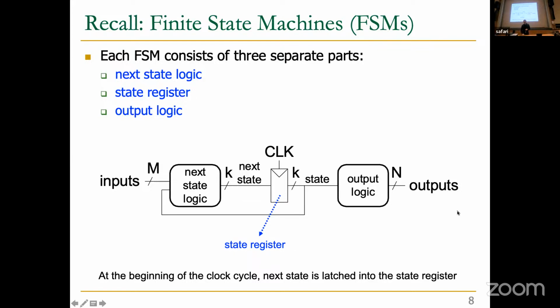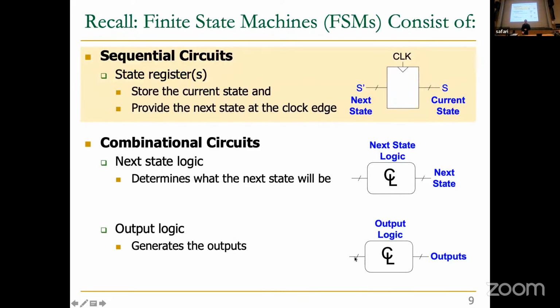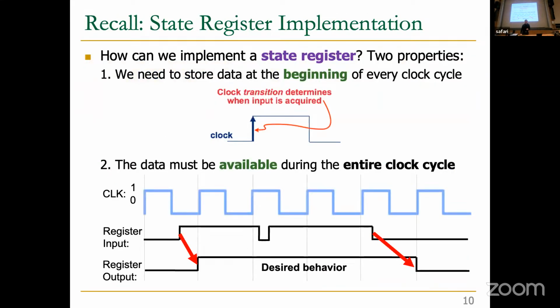Okay, but basically at the beginning of the clock cycle, next state is latched into the state register. And we actually spent some time to build the state register because what we started out with, the D latch or gated D latch, was not enough, right? So we built the sequential circuits as well as the combinational circuits. Remember, how do we implement the state register so that it has two properties? One is the data gets latched at the beginning of every clock cycle, and the data inside the state register is available for the full duration of the clock cycle, so that the combinational logic for the next state logic as well as output logic can evaluate for the full clock cycle, and they can settle.